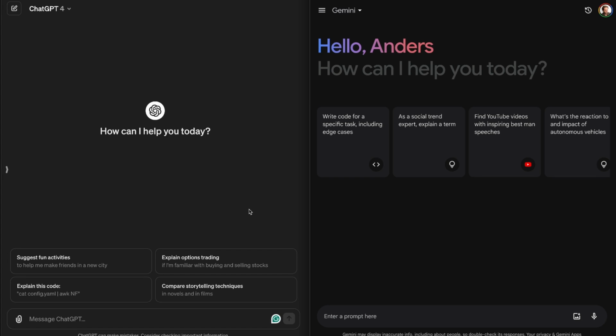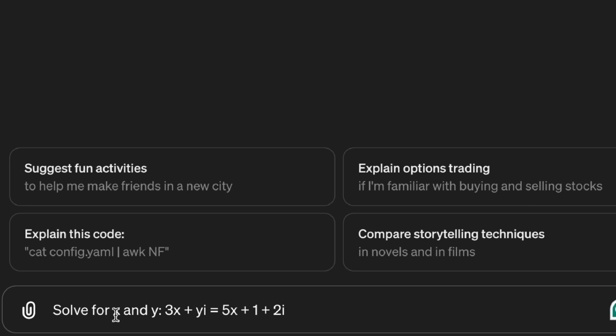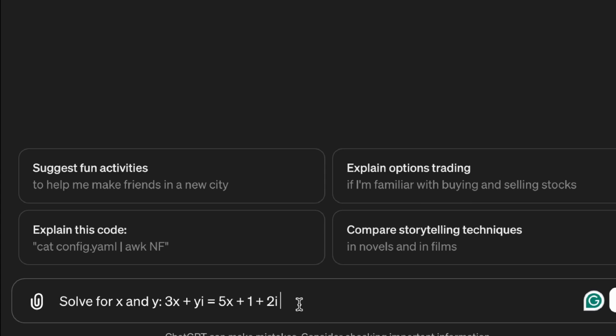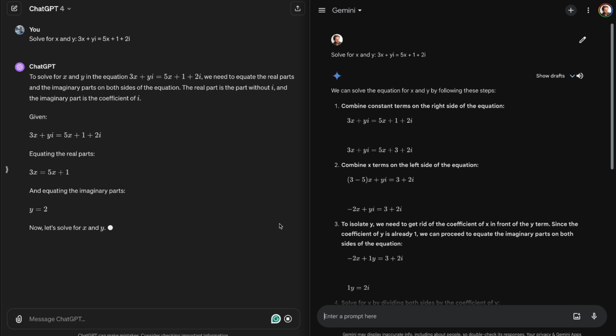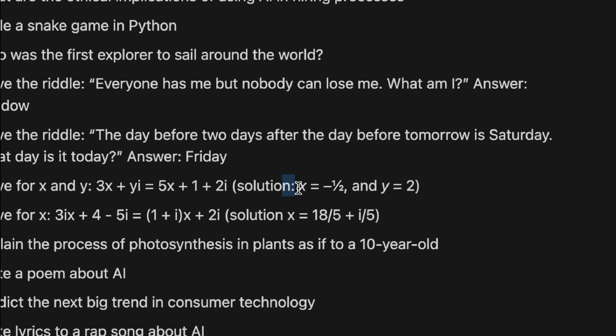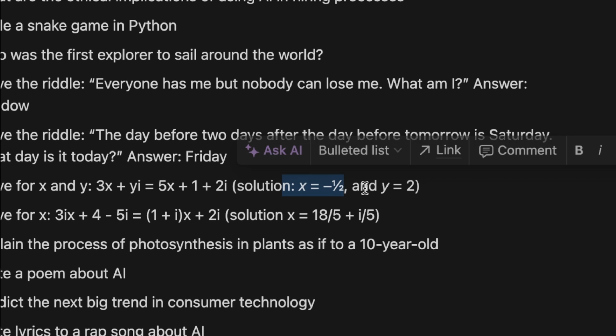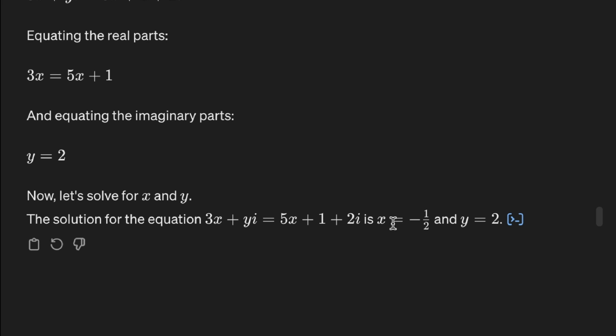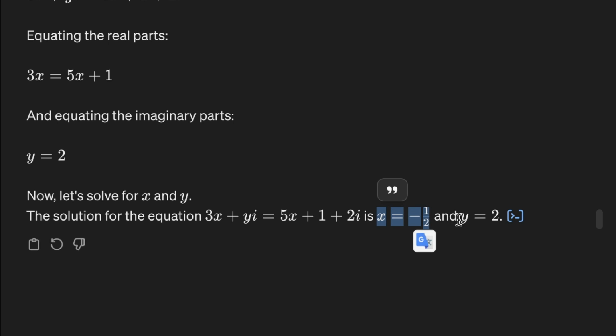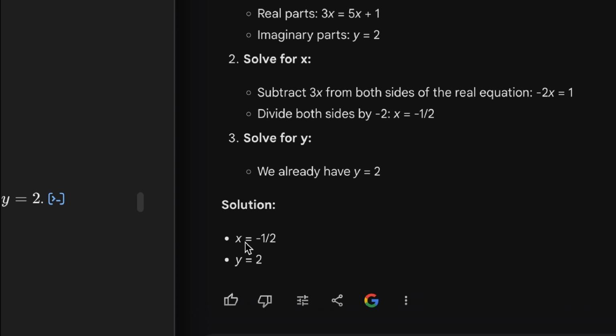But what about prompt number four? Solve for X and Y. A pretty basic math equation here. As you can see, both of them try to go step by step through the equation. The solution is X is minus a half and Y is 2. GPT said X is minus a half and Y is 2. Gemini says X is minus a half and Y equals 2.